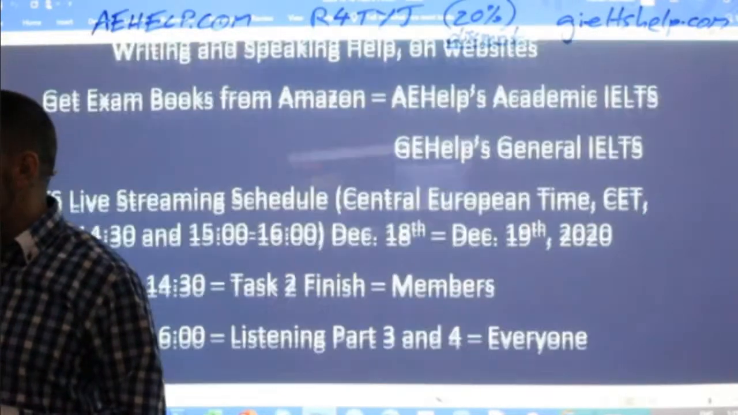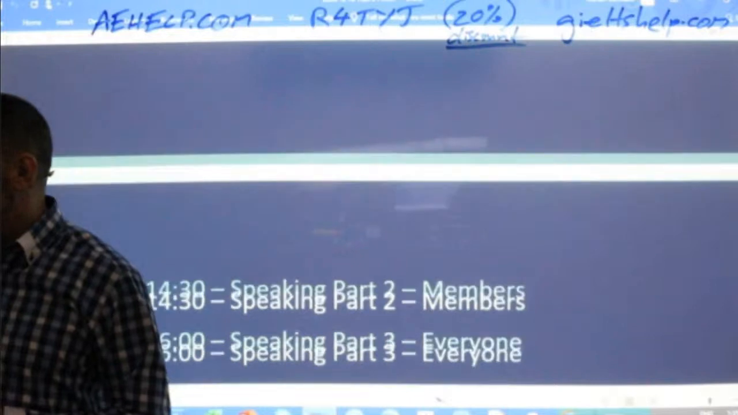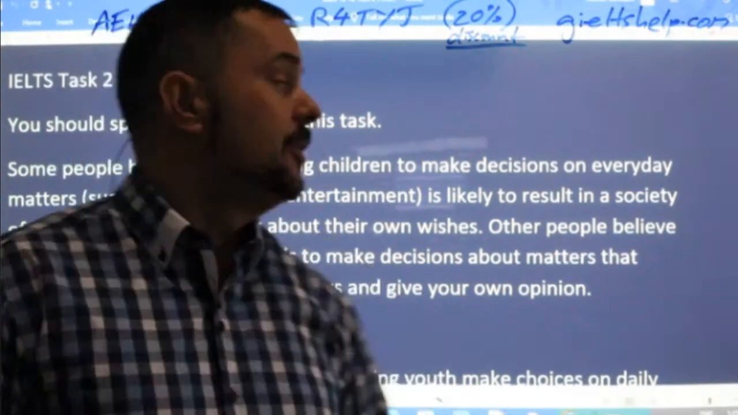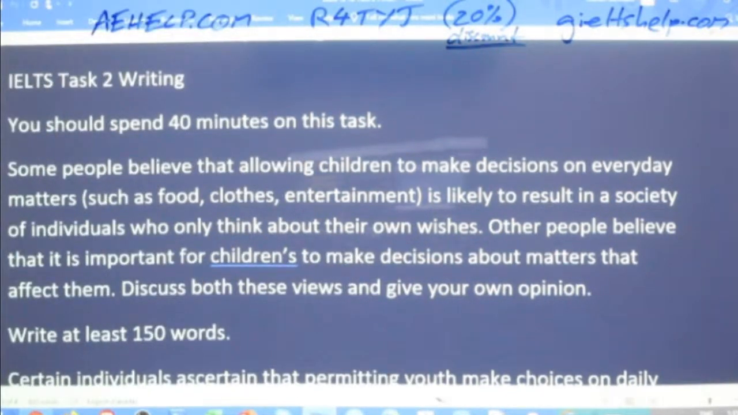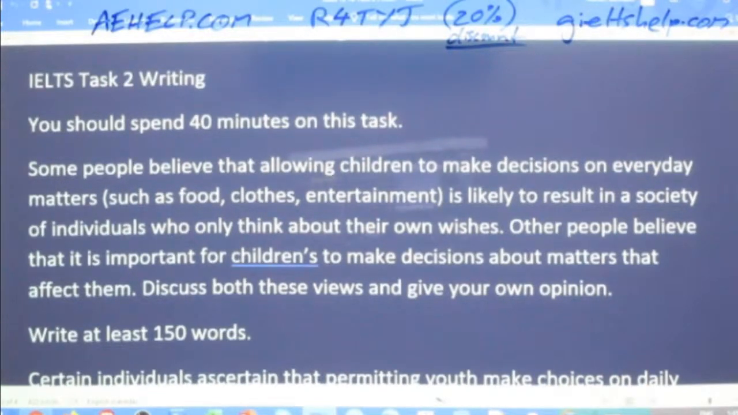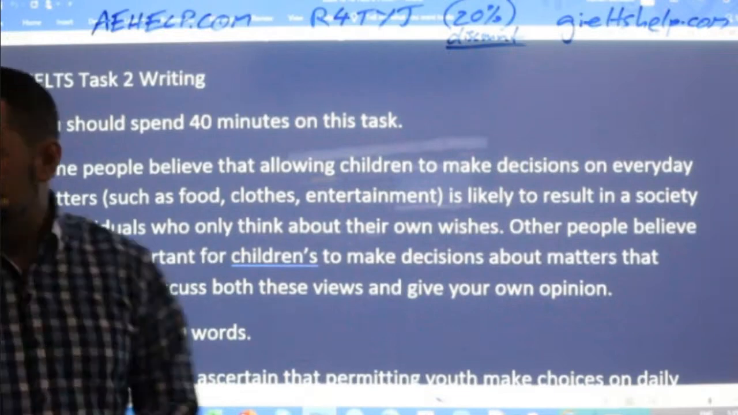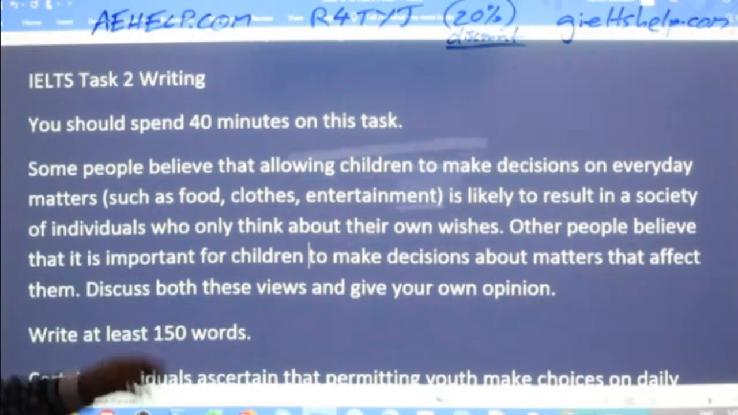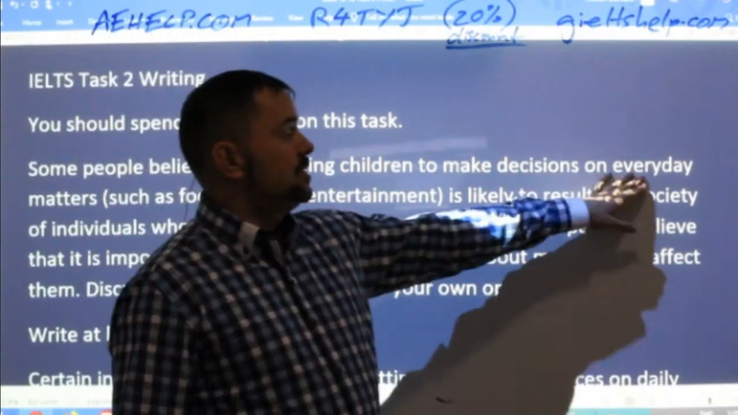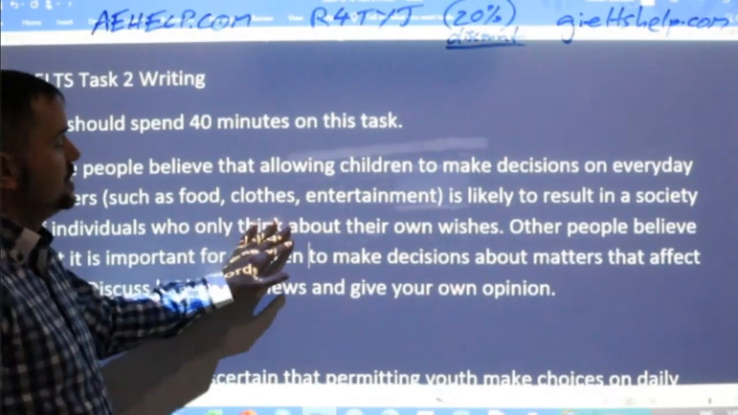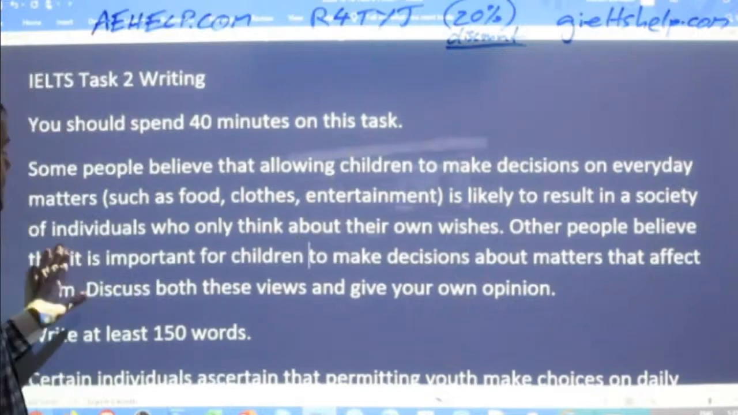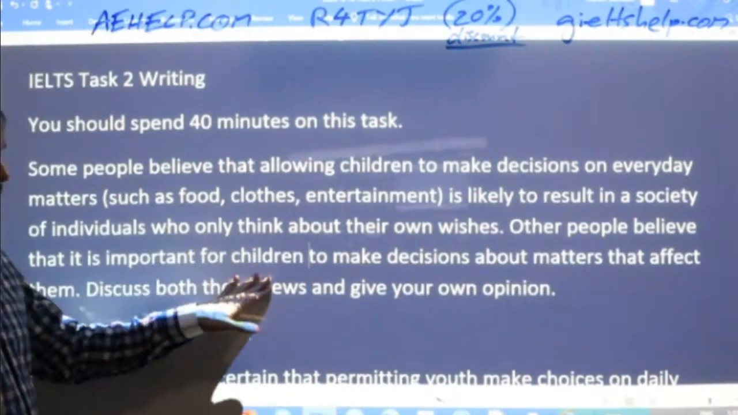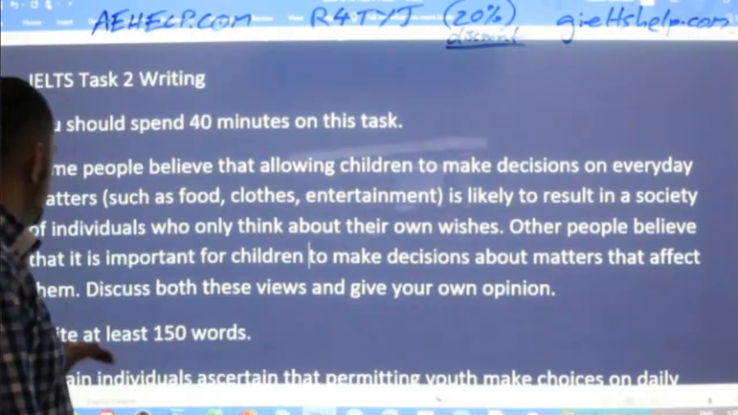All right, let's get into our writing class. So this is continuing from yesterday. We started this question, which was sent to us by Abhishek, one of our members. So here we go. Some people believe that allowing children to make decisions on everyday matters such as food, clothes, entertainment is likely to result in a society of individuals who only think about their own wishes. Other people believe that it is important for children to make decisions about matters that affect them.